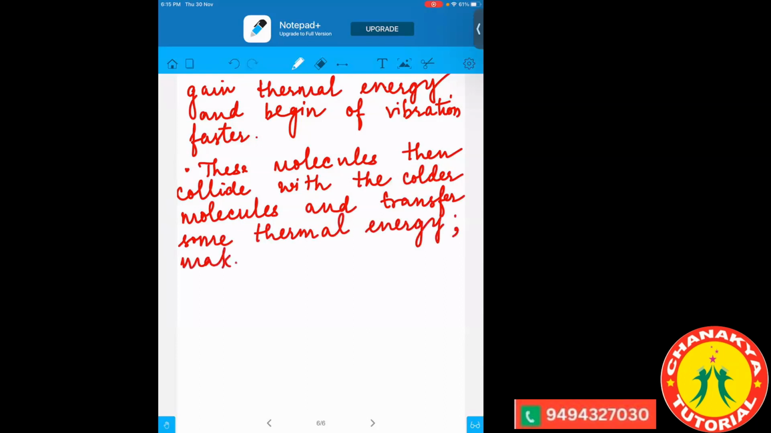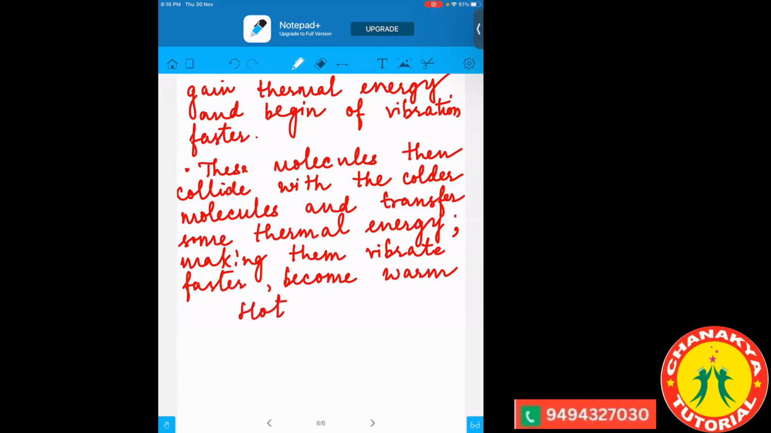And what do they do? They will be vibrating faster. Now, as soon as the hot molecules have passed the collision to the colder area, they will also gain thermal energy and start vibrating faster. And as soon as they start vibrating, they will become warm. And when they become warm, they will be transferring heat to the next particles which are colder. So like this, it keeps on happening.